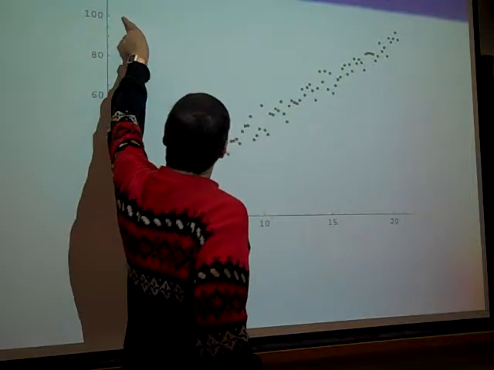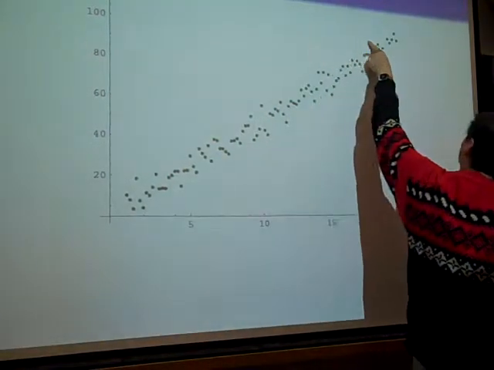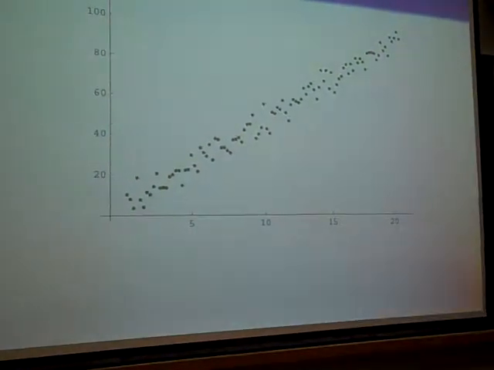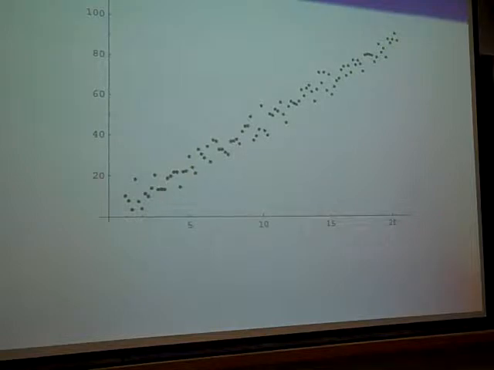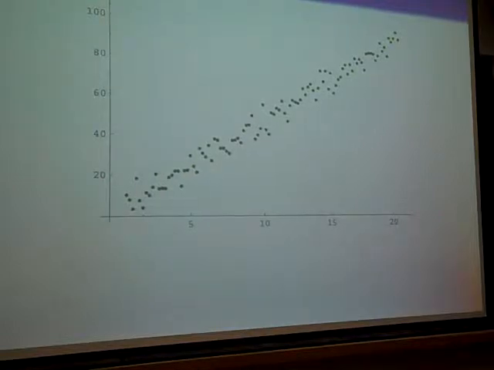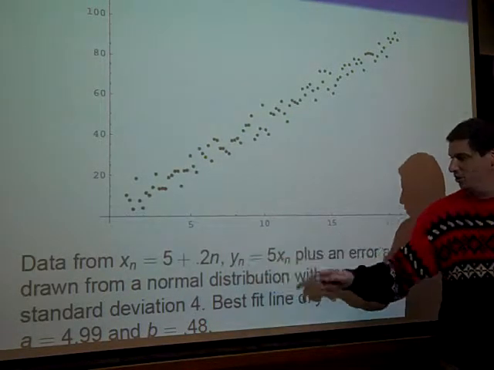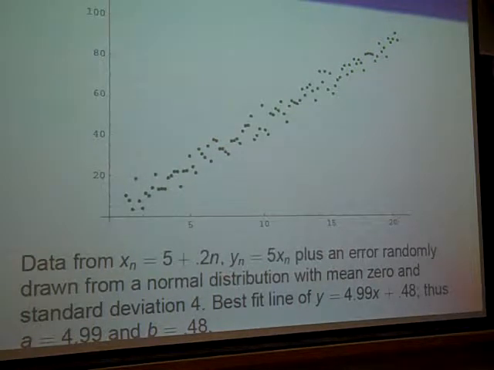So if I go for 100, 100 looks like it's around 20. So I would go with 5. Again, I've also seen the file several times. I actually drew the data from xn was 5 plus 0.2 times n, yn was 5xn, and then I chose an error randomly from a normal distribution.